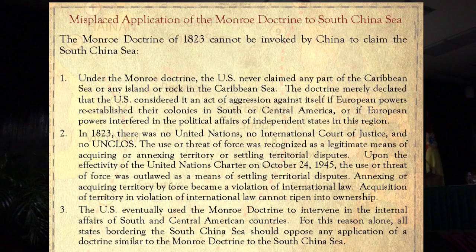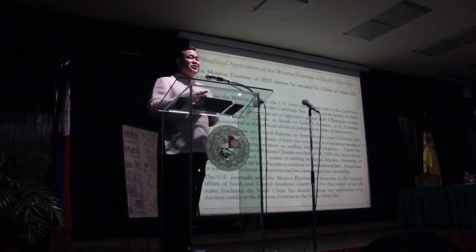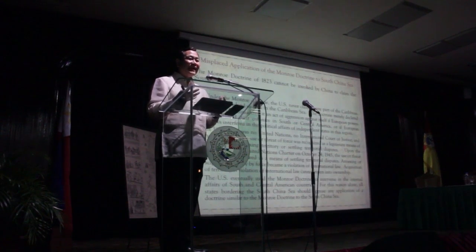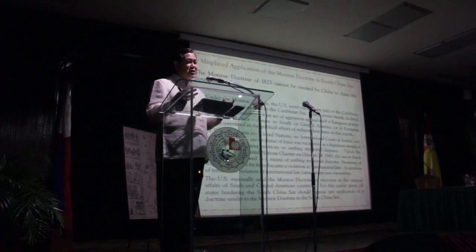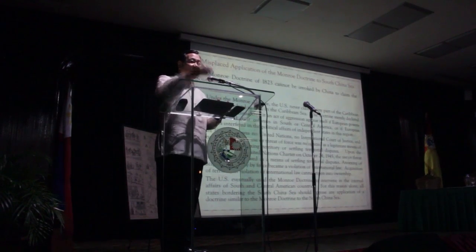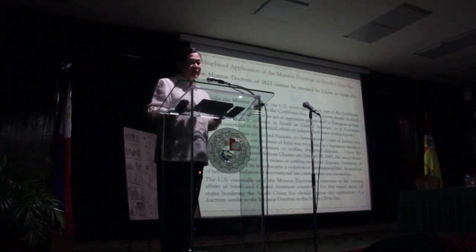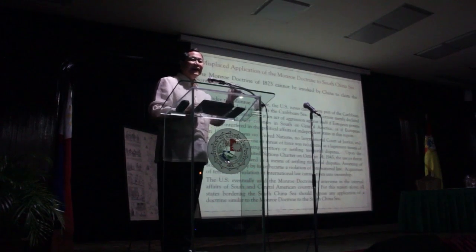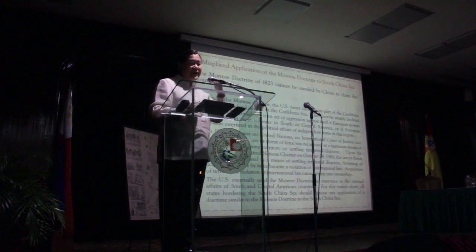The Monroe Doctrine was vintage 1823. In 1823, there was no United Nations, there was no International Court of Justice, there was no UNCLOS. The use or threat of force at that time was recognized as a legitimate means of acquiring territory or settling a territorial dispute. You go to war. If you win, then it's legitimate. Whatever you acquire is legitimate. That was 1823. You cannot do that now.